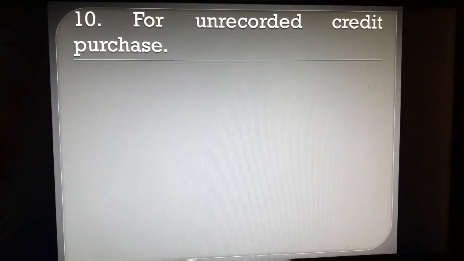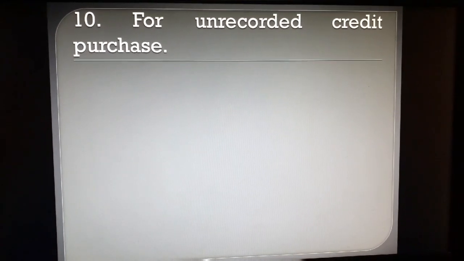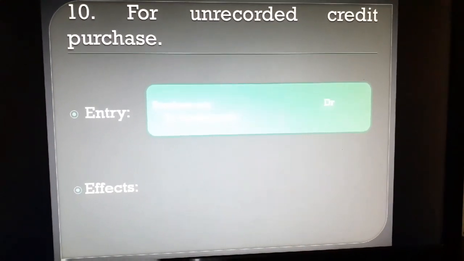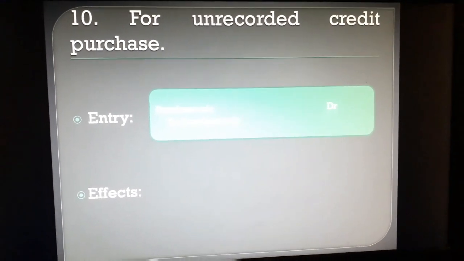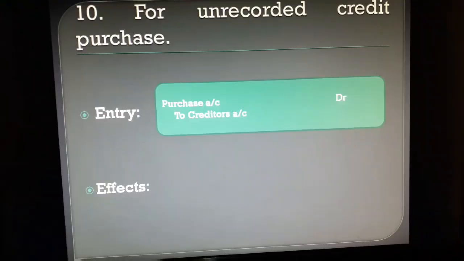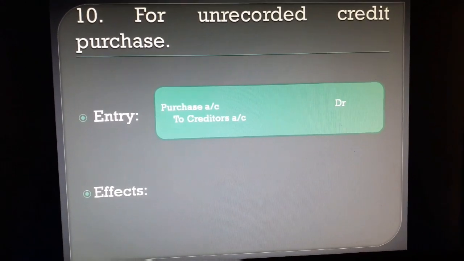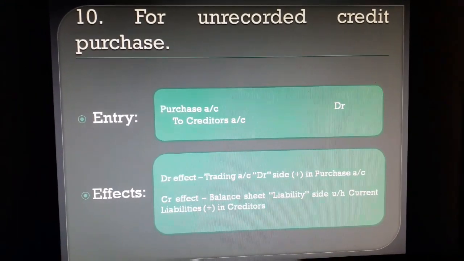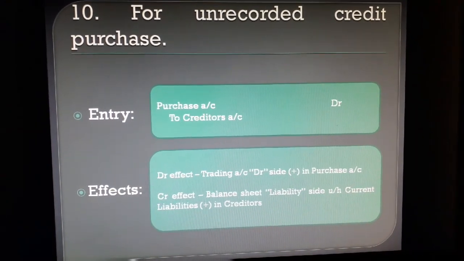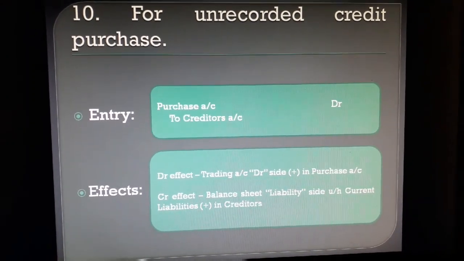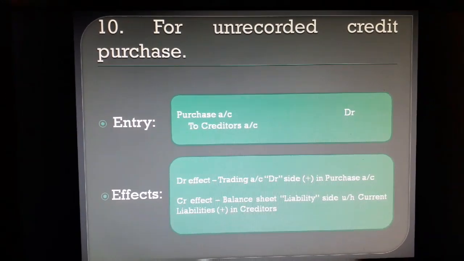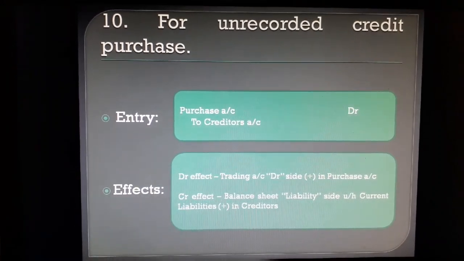For unrecorded credit purchase, very simple. The credit purchase is not recorded, and that's why we have to record it. So the adjustment entry is simple. The credit purchase entry: purchase account debit, as goods come in, to creditors account, because creditors are the giver of the goods. On the basis of that, the adjustment effect: the debit effect is the purchase account debit, so trading account debit side plus in the purchase. And creditors are suppliers, so credit the giver, that's why to creditors account. So the credit effect is balance sheet liability side under the head current liabilities plus in creditors.